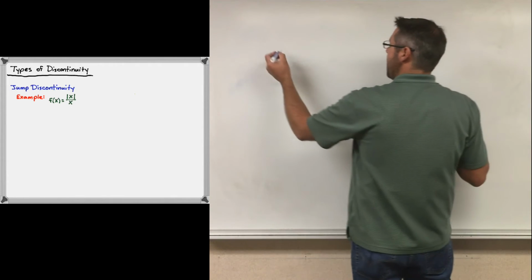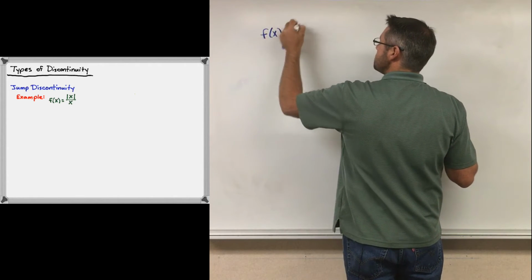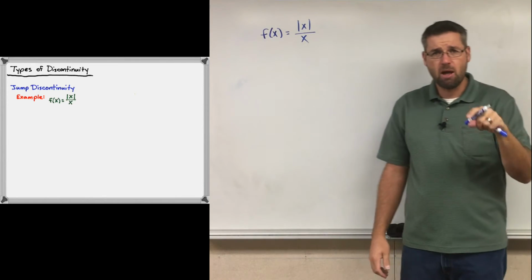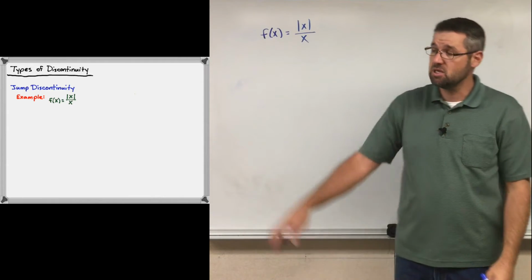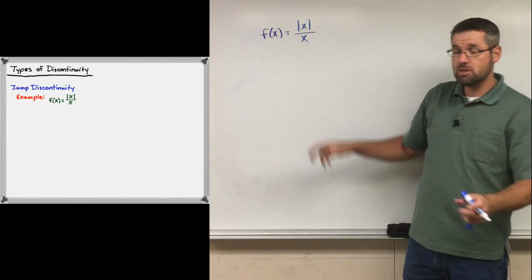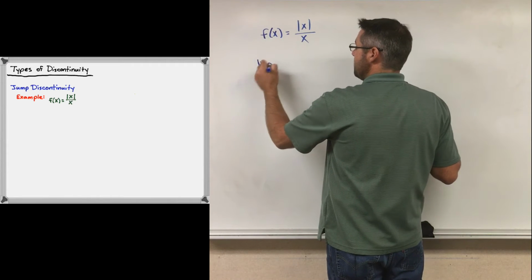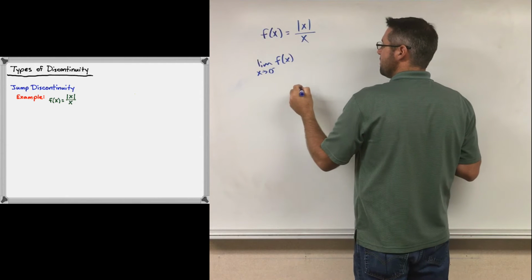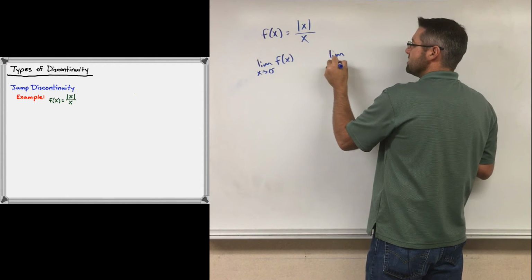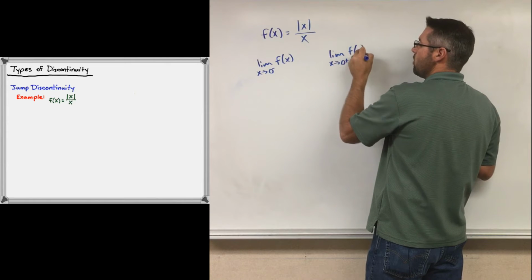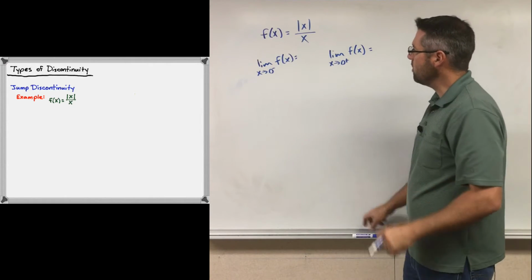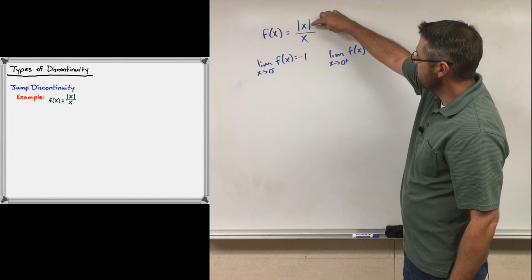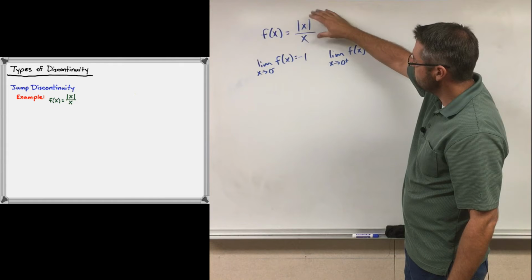If I look at the graph of f of x equals absolute value of x over x, where's our problem? Well, our potential problem is when x equals 0, because we'd be dividing by 0. So let's go ahead and take my left-hand limit and see what happens as x approaches 0 from the left. And then we'll figure out our right-hand limit as x approaches 0 from the right, and then we'll compare them, okay? So the left-hand limit we figured out earlier was -1, right?